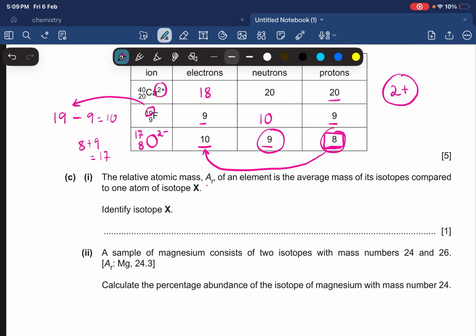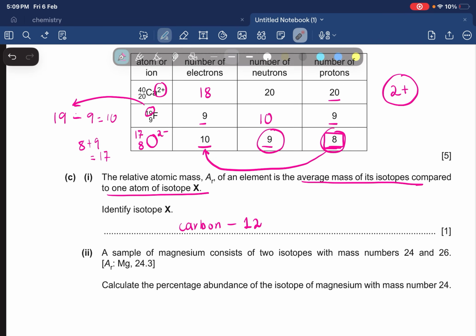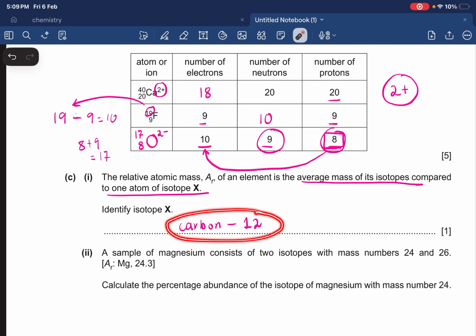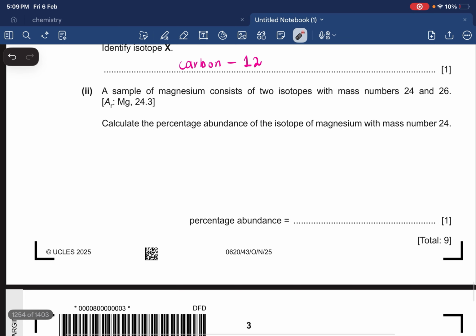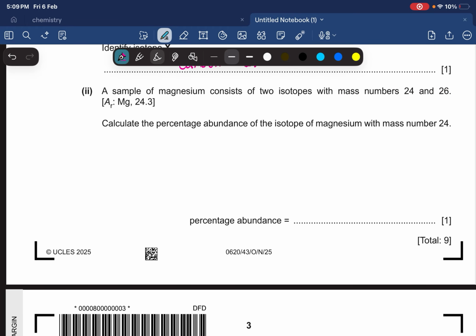The relative atomic mass, Ar, of an element is the average mass of its isotopes compared to one atom of the isotope of X. Identify isotope X. We compare the mass of every atom to the mass of a carbon-12 atom, right? Not carbon-13, not carbon-14, carbon-12. A sample of magnesium consists of 2 isotopes with mass numbers 24 and 26. So one isotope has a mass of 24, the other one has a mass of 26.